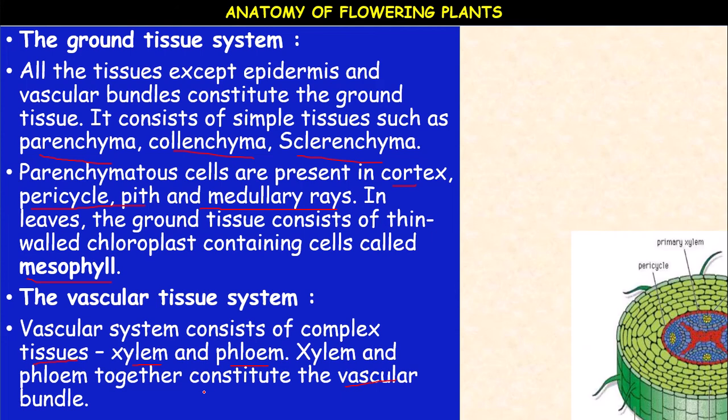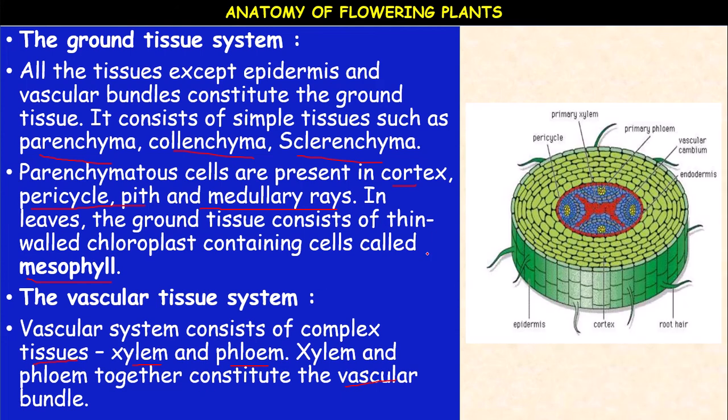So, you can see here the vascular tissue is in the middle. This is the pericycle part, this is the section of stem, epidermis. If it is root, root hairs are present. Endodermis, vascular cambium, primary phloem, primary xylem, the pericycle. These are the parts internally.